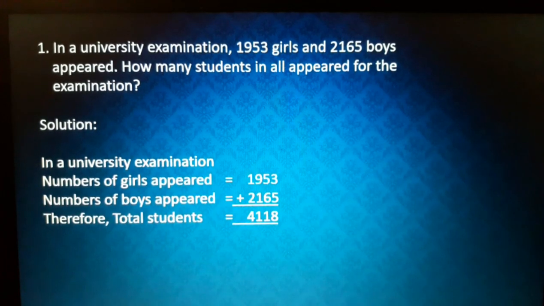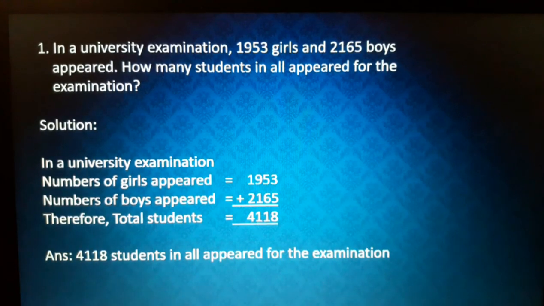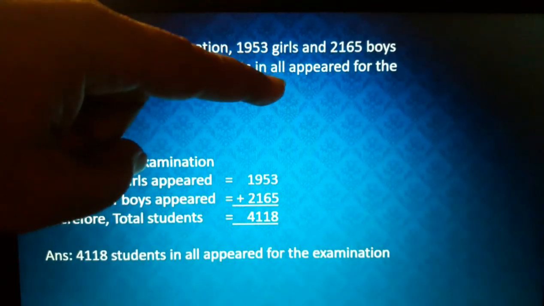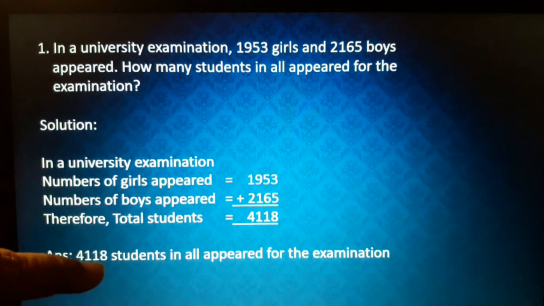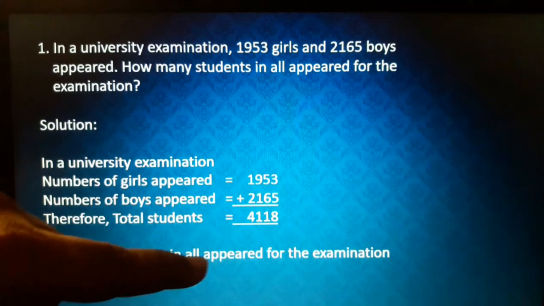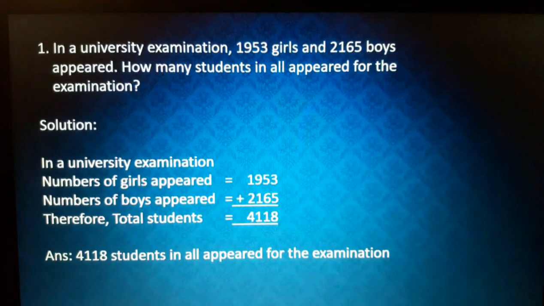After writing this, you need to write an answer. Answer: 4118 students in all appeared for the examination. So how many students appeared? The question says how many students in all appeared for the examination? 4118 students in all appeared for the examination. So this is one example of the method or the way you should write. Let me go for the next question.